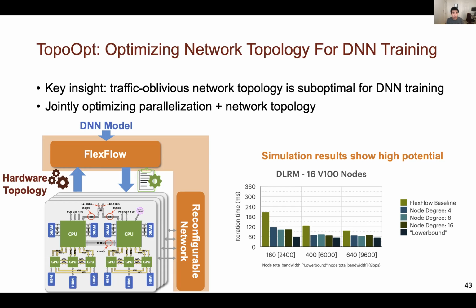So in this project, we are exploring opportunities to jointly optimize parallelization in FlexFlow with network topology in TopoOpt by using a reconfigurable network architecture. Recently we have achieved very promising preliminary results. Our simulation on 16 nodes for DLRM shows that we can achieve 1.5 to 3 times speedup compared to using the traffic oblivious network assumption.